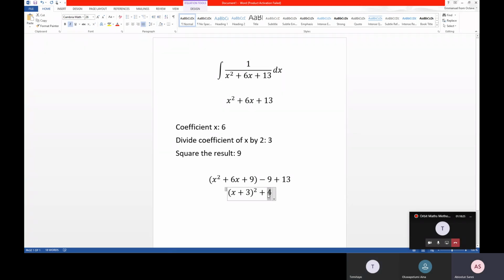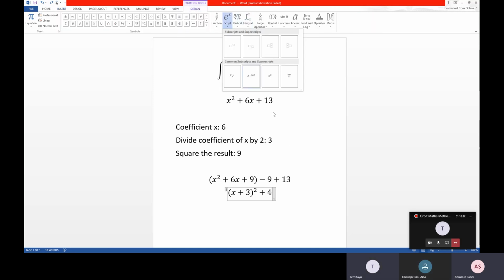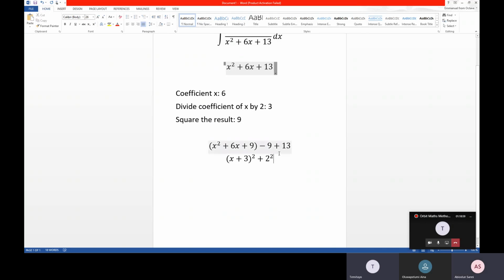Because I want to write 4 as something square, for me to do that, it's going to be 2 squared. 4 is the same thing as 2 squared. So instead of putting 4, I'll put 2 squared. I'll remove this 4, which is the same thing as 4, right? Yes. Now, I'll say this guy. You've changed it.